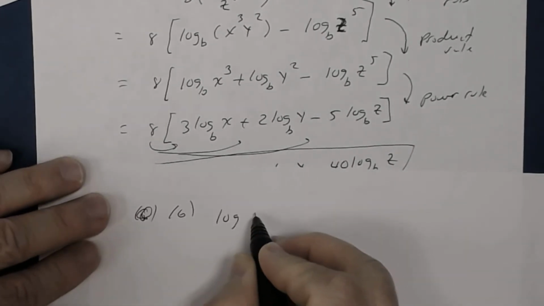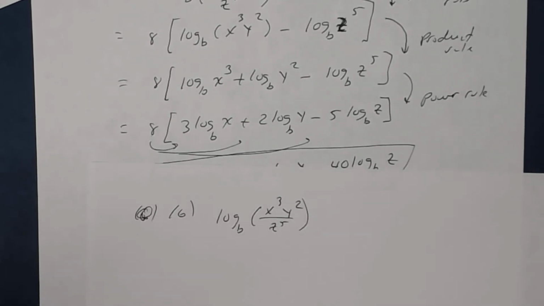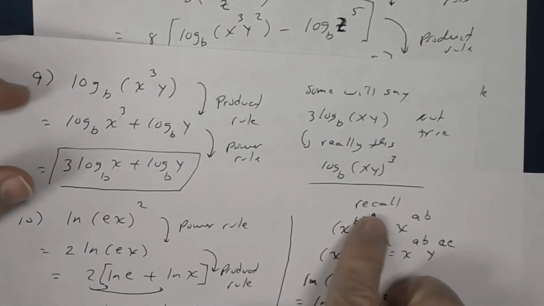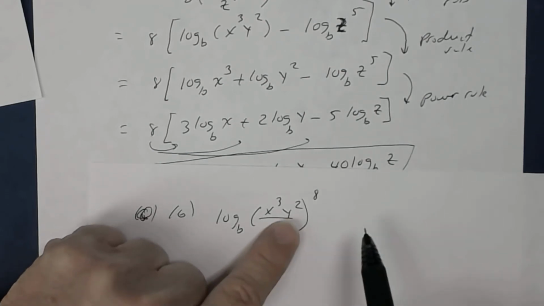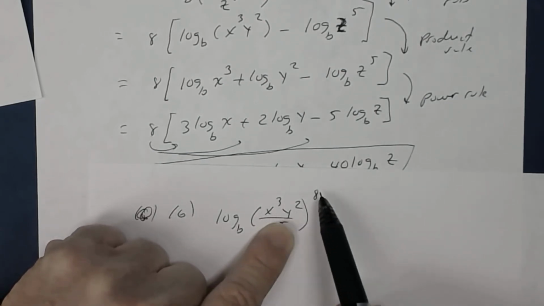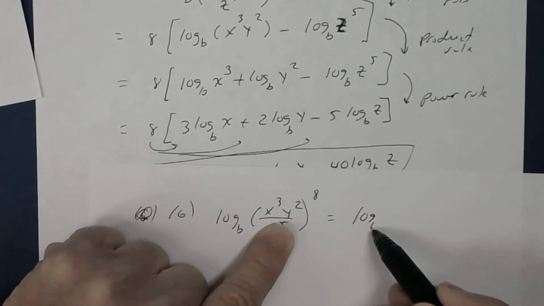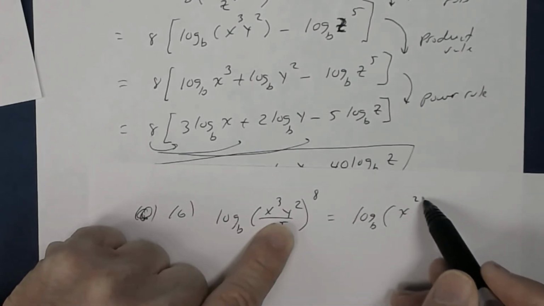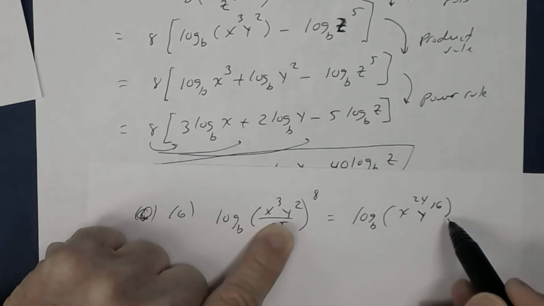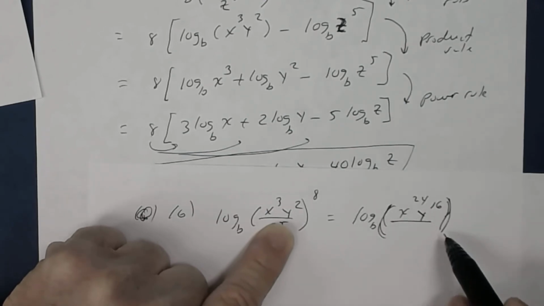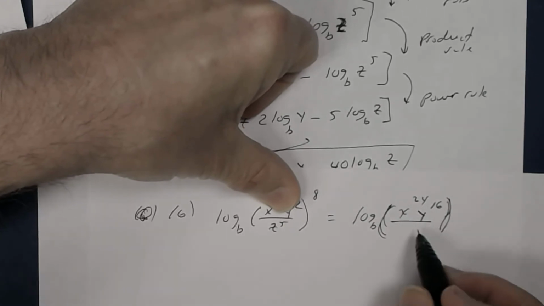So we have the log base b of x cubed y squared divided by z to the 5th. Basically I'm going to use this property, that when you have a power raised to a power, you multiply. Remember, that's all being raised to the 8th power. If you look at the numerator, you have x cubed to the 8th times y squared to the 8th. Since that's a product, I can write this as x to the 3 times 8 is 24, and then y to the 2 times 8 is 16, divided by z to the 5th raised to the 8th. So 5 times 8 is 40.